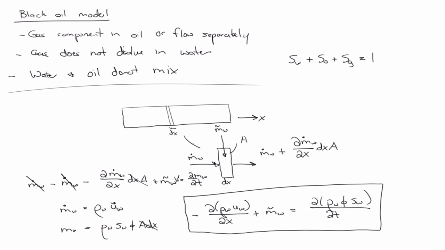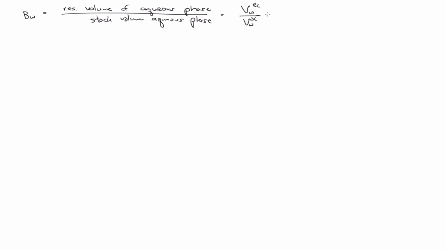Okay, so then we have, remember, B_W is the reservoir volume of the aqueous phase over the stock tank volume of the aqueous phase. So that's going to give you the volume of water under reservoir conditions over the volume of water under standard conditions. That's equal to the density under standard conditions over the density under reservoir conditions.